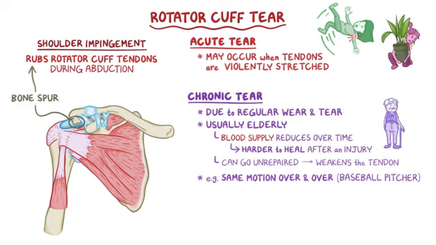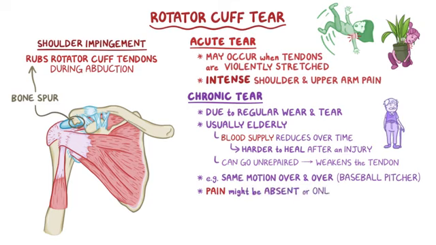In an acute tear, there can be an intense shoulder or upper arm pain, whereas in a chronic tear, the pain might be absent, or only occur when using the affected shoulder. The affected shoulder may also be weak, specifically with abduction or rotation.